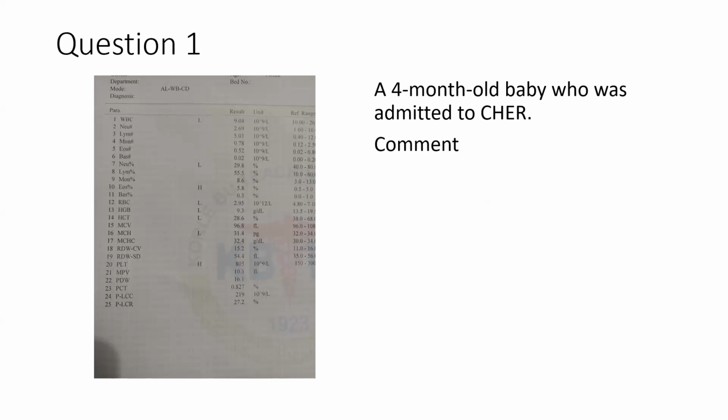So a 4-month-old baby who was admitted to the child health emergency was requested to do this full blood count. This was the result that came up. The first one was total WBC 9.04, and then the various RBC and WBC cell lines, followed by the percentage of the various WBCs. Then we have RBC, then the various indices, then platelets and the various indices.